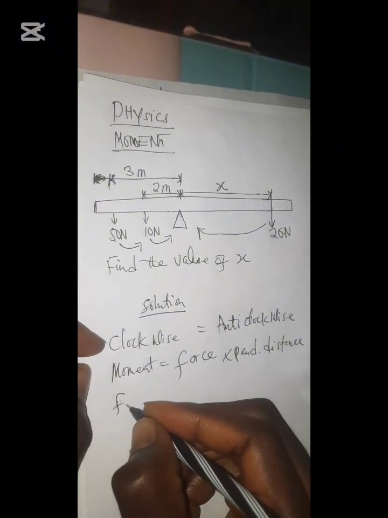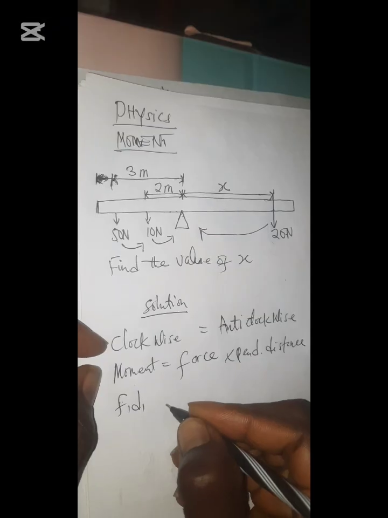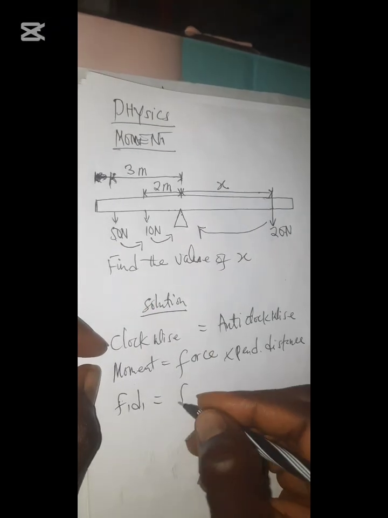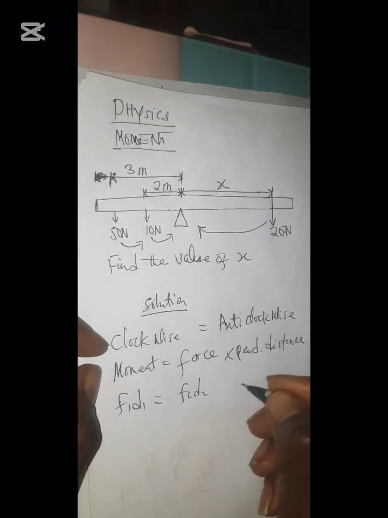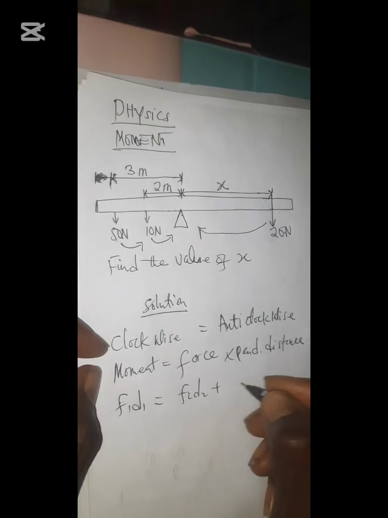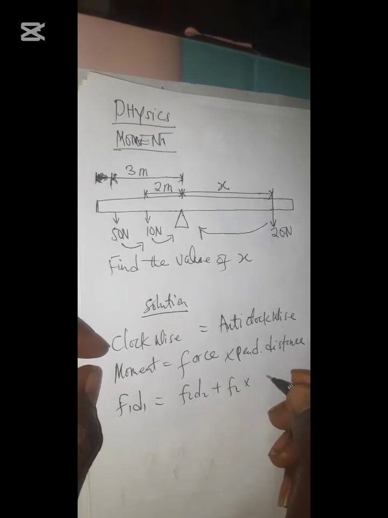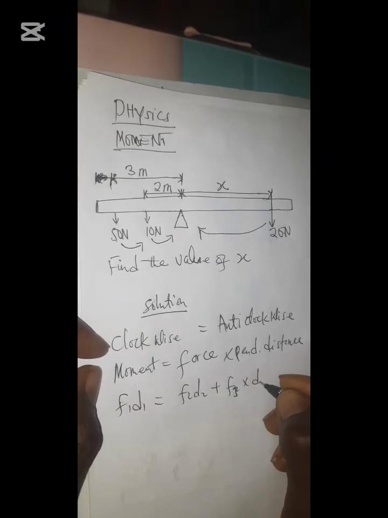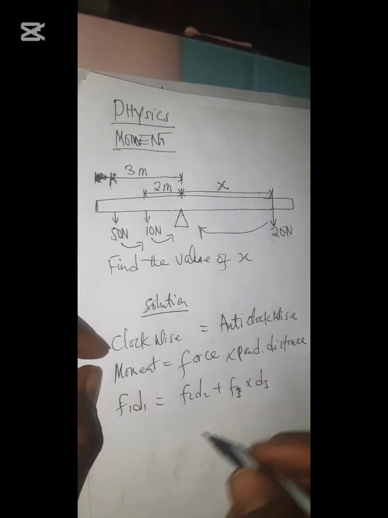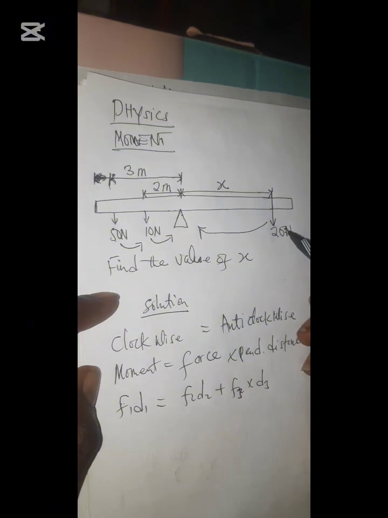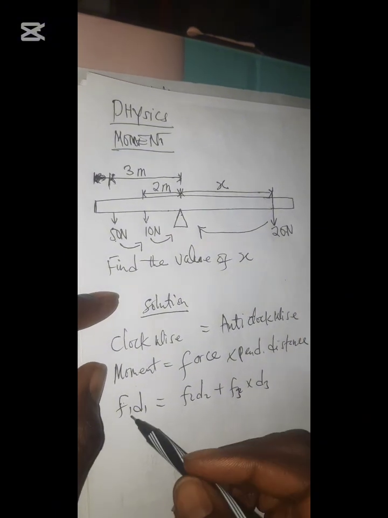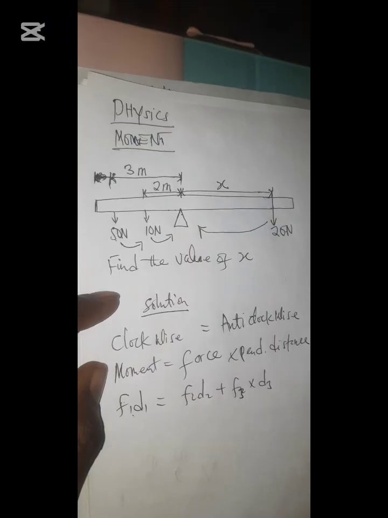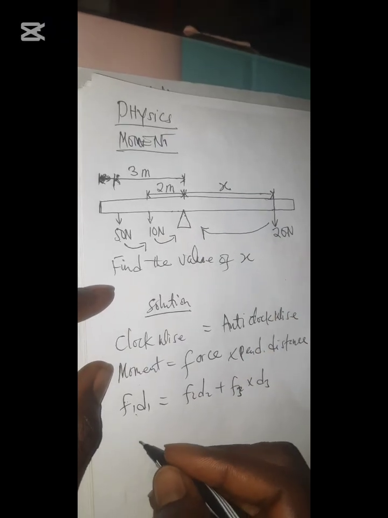That will be F1 times D1, which is equal to the anti-clockwise, F2 times D2 plus F3 times D3, because we have three forces. So it's going to be F1, F2 and F3.